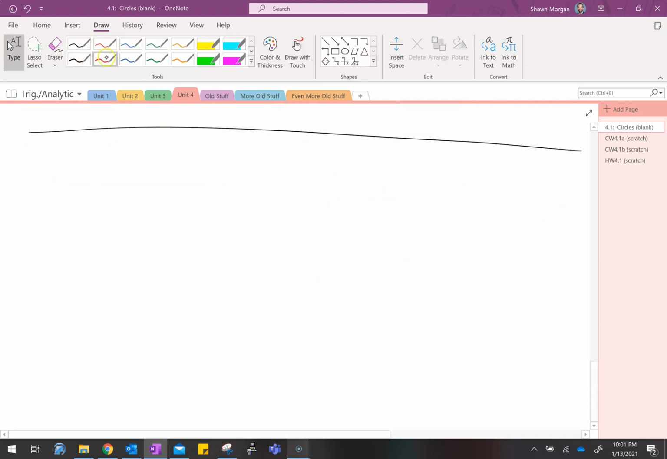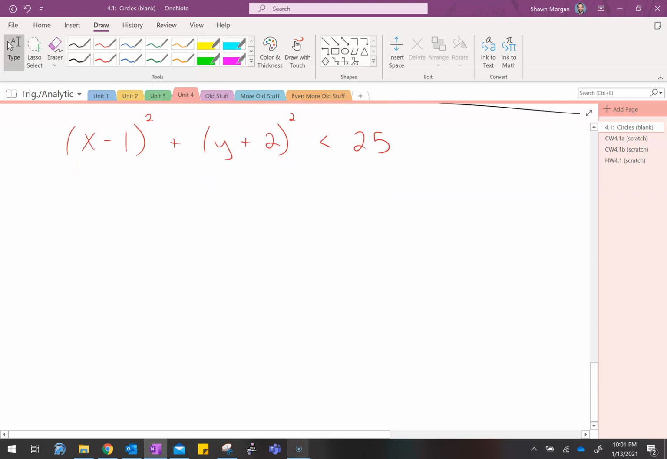which would be the equation of a circle. Suppose I've got (x − 1)² + (y + 2)², and let's say I'm going to make this less than, what do you want, 25 maybe? Less than 25. Everything I do regarding this circle is going to be the same as what I've taught you already. I'm going to find the center and I'm going to find the radius. The only difference is going to be as it pertains to what kind of circle. Should it be solid or dotted?